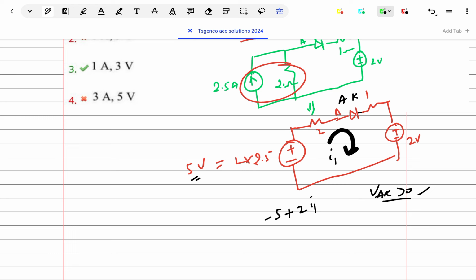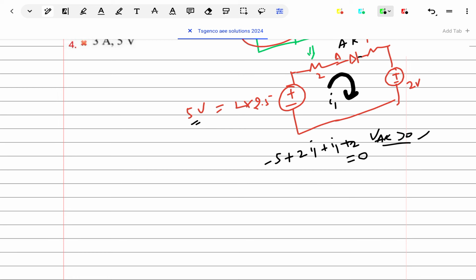So minus 5 plus 2I1 plus I1 plus 2 is equal to 0. I am writing the equation here. By simplifying this equation, we will get I1 as 1 ampere. So I1 is 1 ampere, that means the diode is conducting here.